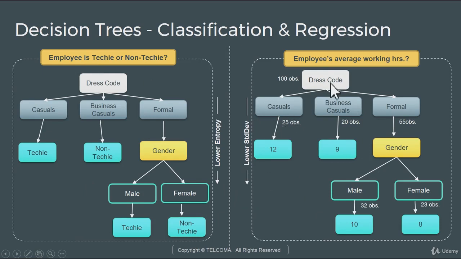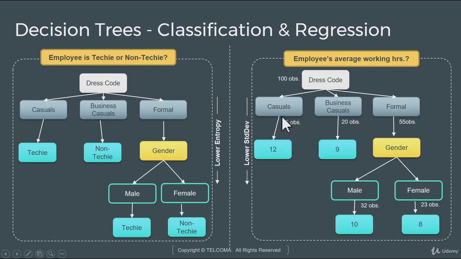This is an example I've put here to understand a use case where you can determine the employee's average working hours. We have pretty much the same variables: dress code and gender. We have two variables over here. Let's say we have 100 records initially. It's partitioned into 25, 20, and 55, because that is how the data looks for casuals, business casuals, and formals.